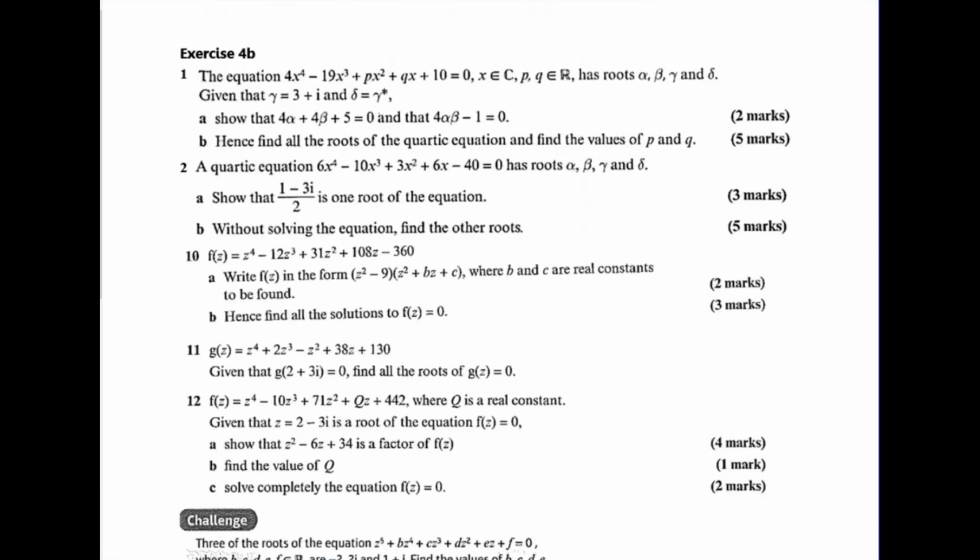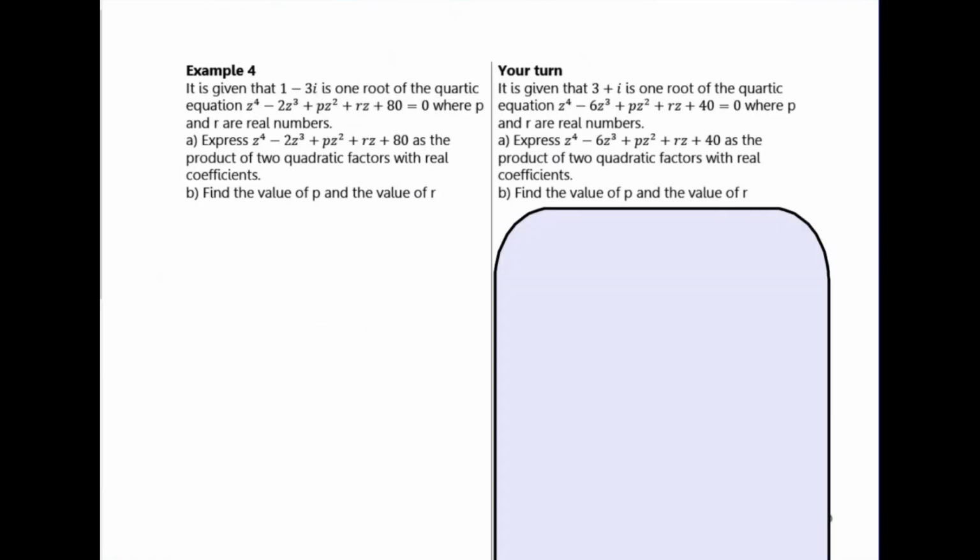One final example. It's this one. So we've got a quartic, but it's missing a couple of coefficients. It wants us to write this as a product of two quadratic factors without actually working out p and r, which we can do.